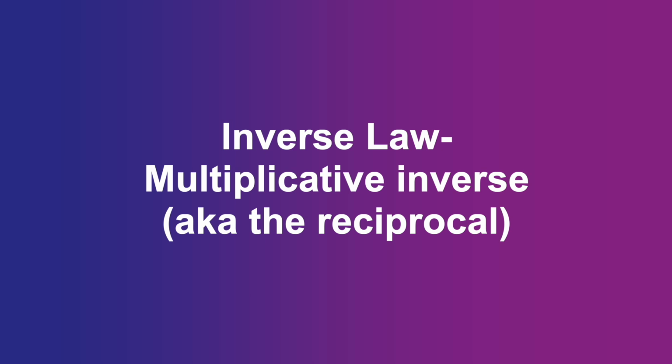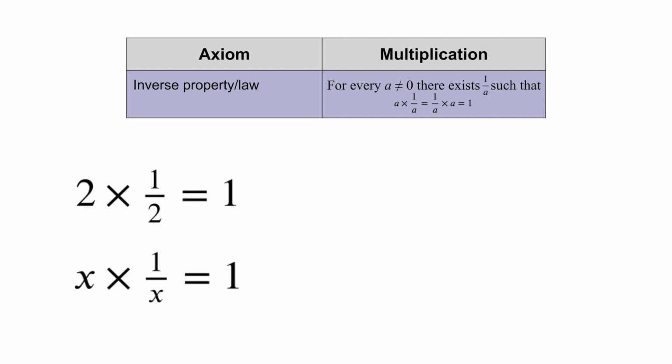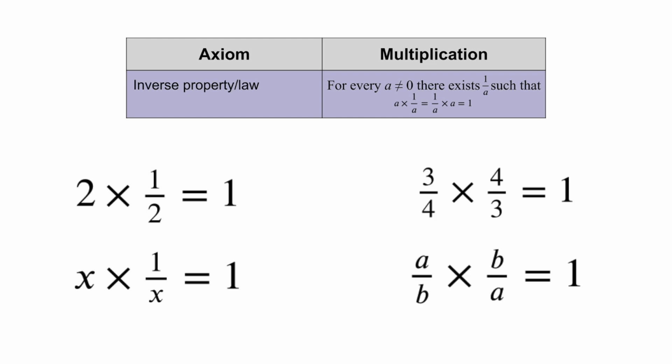Moving on to multiplicative inverse. This tells us that when we multiply by the inverse, we get 1. The multiplicative inverse of a number is also known as the reciprocal. For example, the multiplicative inverse of 2 would be 1/2, as 2 multiplied by 1/2 is equal to 1. Similarly, the multiplicative inverse of 3/4 is 4/3, as they multiply to 1.